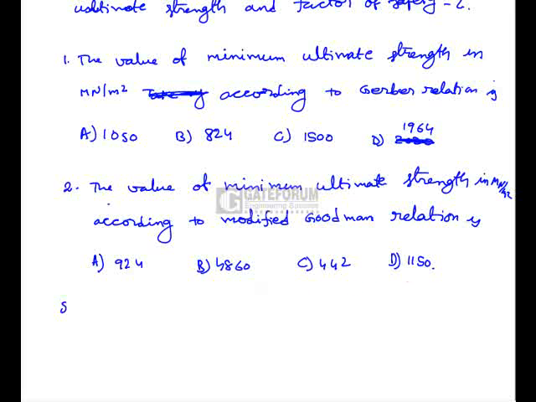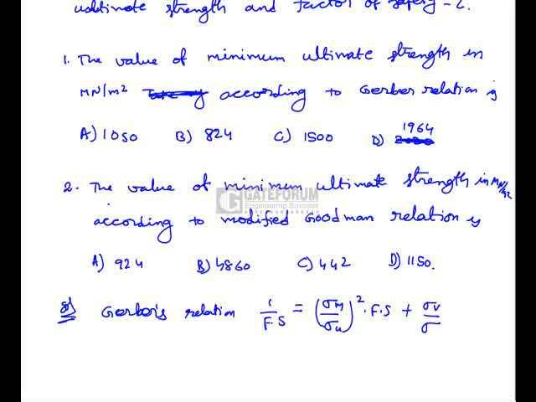So coming to the solution, we know the Gerber's relation, which is 1 by factor of safety is equal to (sigma m by sigma u) whole square into factor of safety plus sigma v by sigma e. So this is the Gerber's relation, where sigma m is mean stress and sigma v is variable stress.